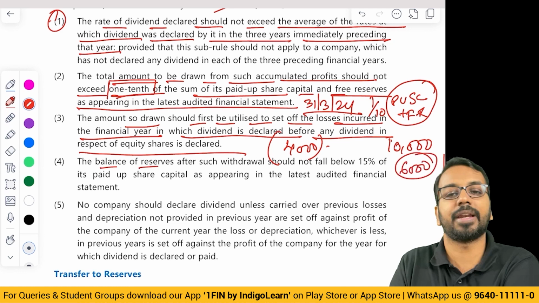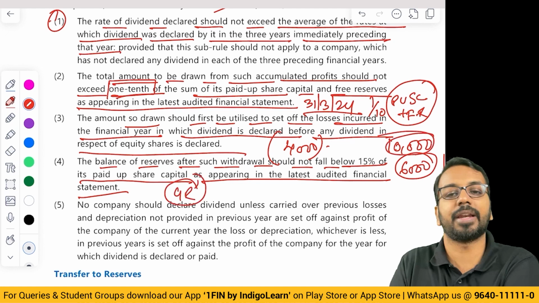The balance of reserves after such withdrawal should not fall below 15% of its paid up share capital as appearing in the latest audited financial statement. So from general reserve, I have withdrawn 10,000. This general reserve after withdrawal should not be less than 15% of paid up share capital, and this amount should be maintained. So reserves should never be less than 15% of paid up share capital.